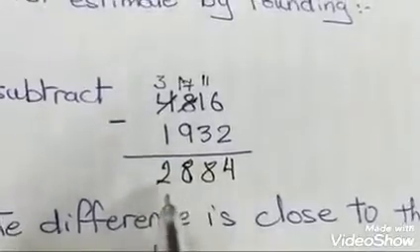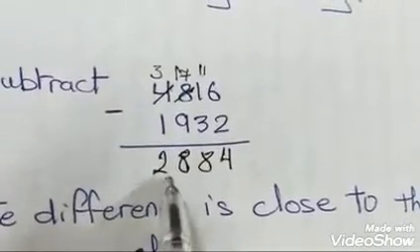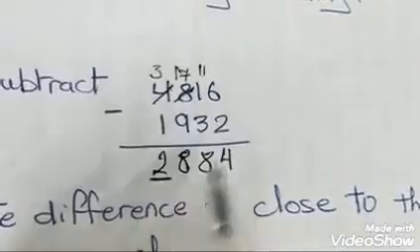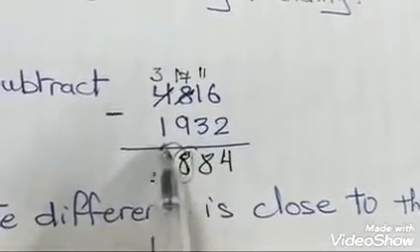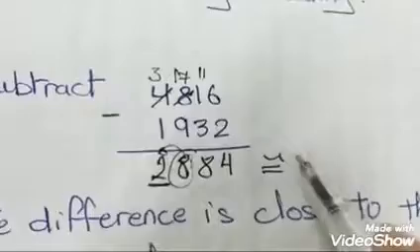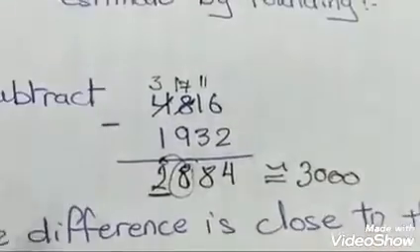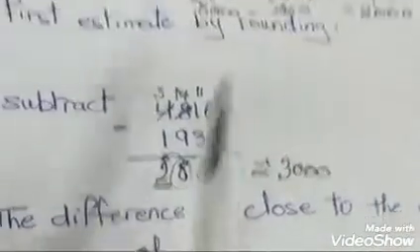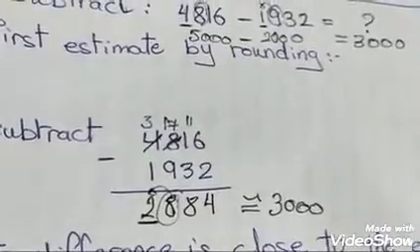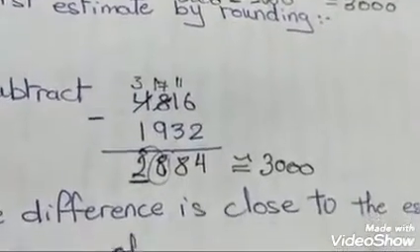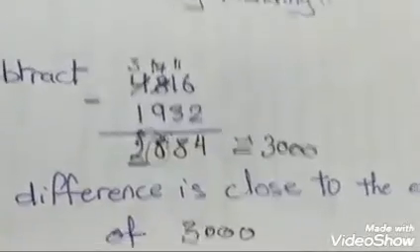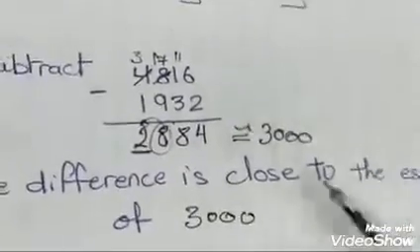If I want to round it to the nearest thousand, the digit in the hundreds place, 8, is a rich number, so the 2 will be increased by 1. It will be rounded to 3,000. So the final result of the subtraction is very close to the estimated number of 3,000. This is for subtracting whole numbers.